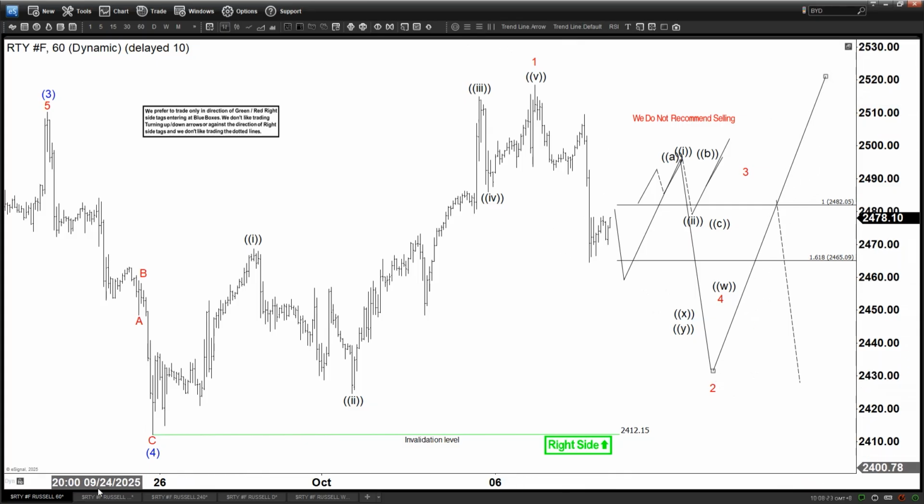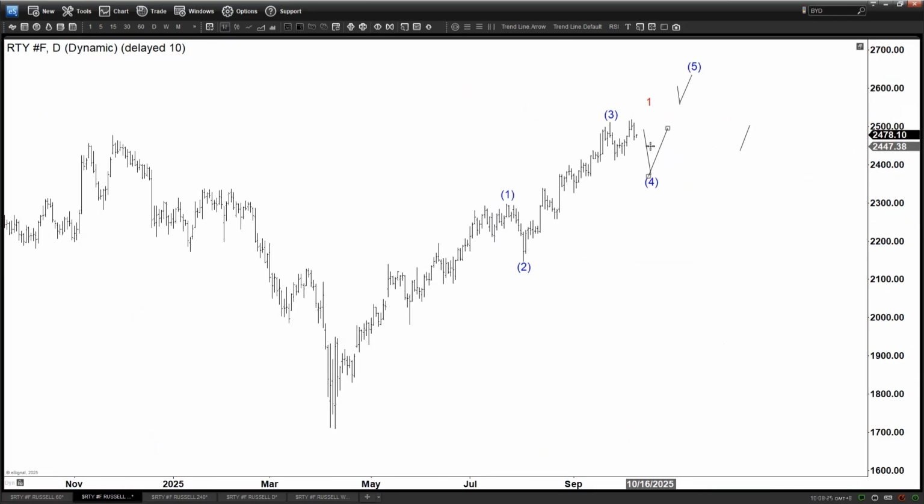And then one last possibility, which I don't think is likely, is finishing 5 here and then doing a bigger pullback, correcting this. Now that 5 is going to be too shallow in comparison to the 1 and the 3, and so I don't think it's what's going to happen, even though technically it's not totally impossible.